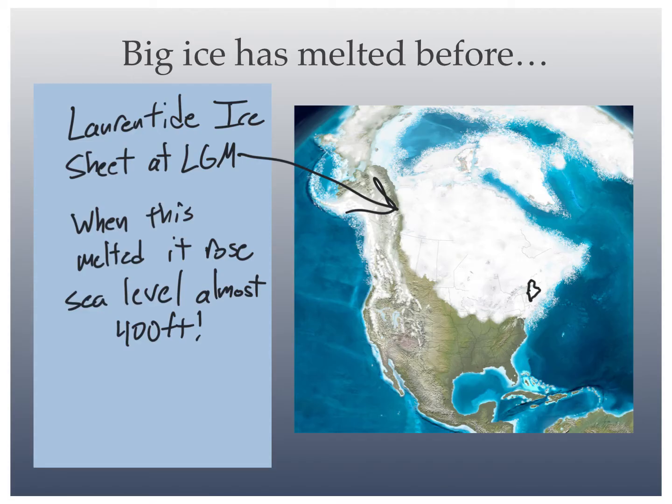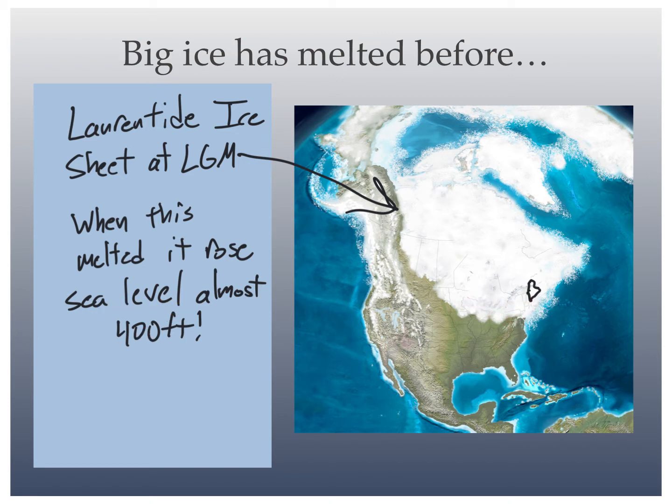Now, we know that big ice has melted before. You can see I outlined Maine right here, but this was the old Laurentide ice sheet. Greenland was kind of how it is right there. But this covered most of North America here, and also coalesced with the Cordilleran ice sheet over here. At LGM, the last glacial maximum, it was about this size. When this thing melted, sea level rose almost 400 feet.